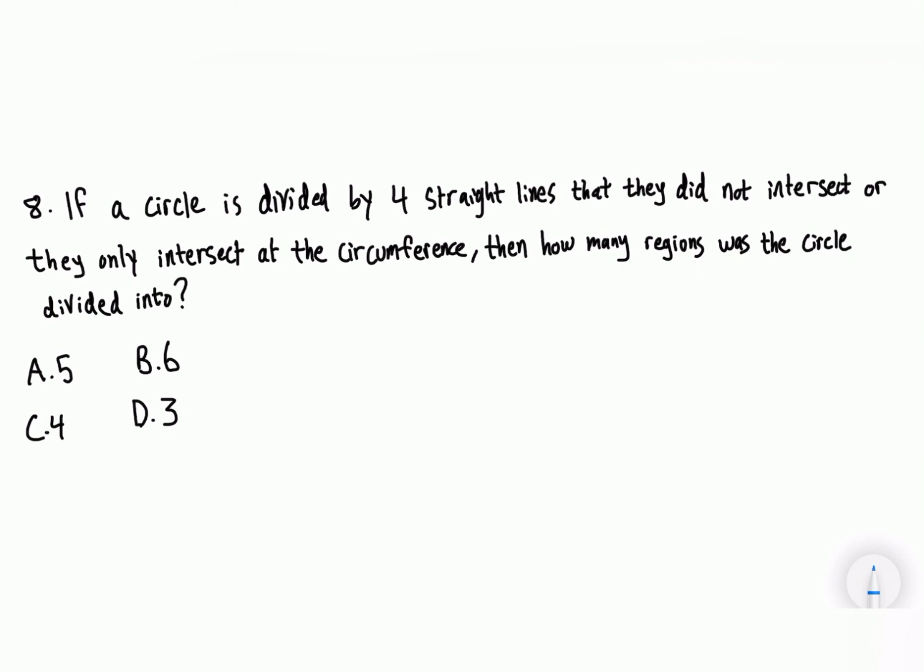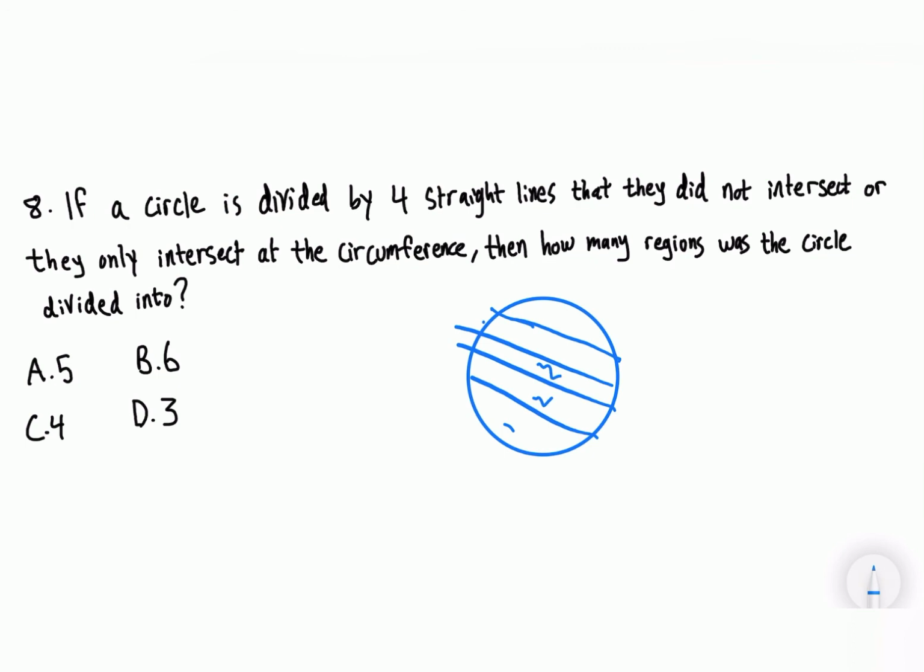All they're saying is that we have a circle. We put 4 straight lines that don't touch each other except at the tips right here. So let's just say 1, 2, 3, 4. And now we literally just count 1, 2, 3, 4, 5. And our answer is simply A.